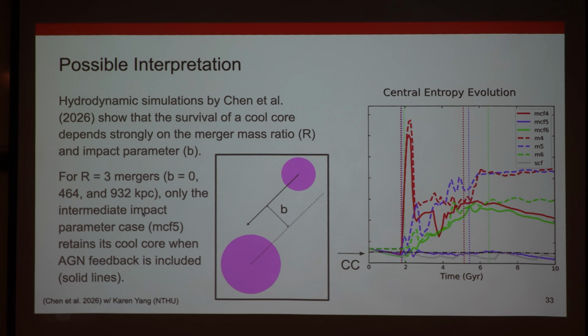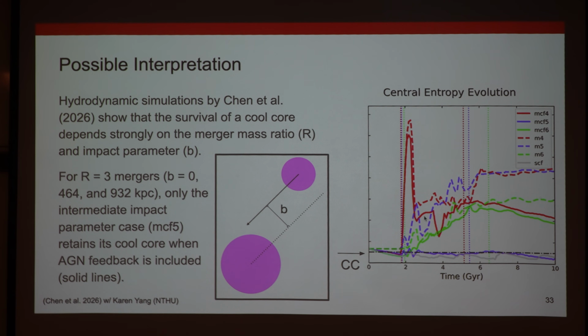I'm just going to focus on the blue line. The blue line is the one where the impact parameter is 464 and the AGN feedback is activated, the blue solid line here. In almost all the other cluster merging scenarios, the cool core in the center got destroyed. The central entropy of the gas gets pushed up very high, so much higher that it's not going to come down to become a cool core for a while. Only focus on the solid line, because the dashed line is when they remove the AGN feedback.